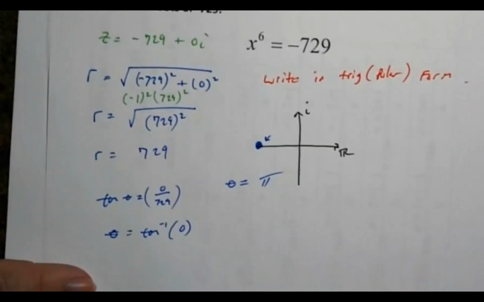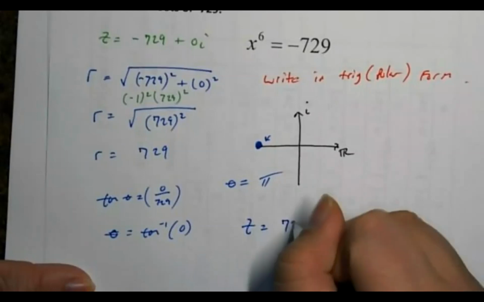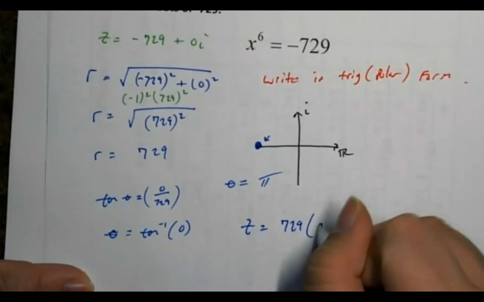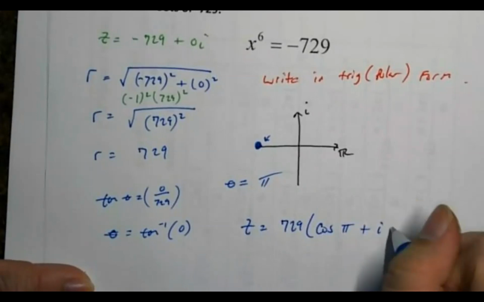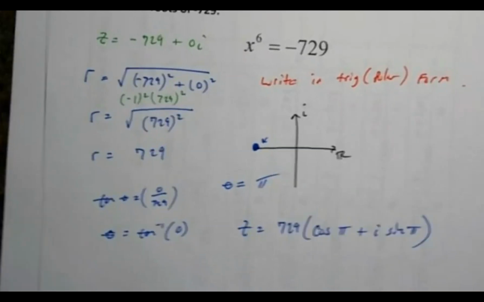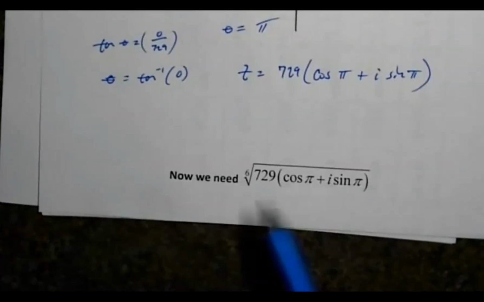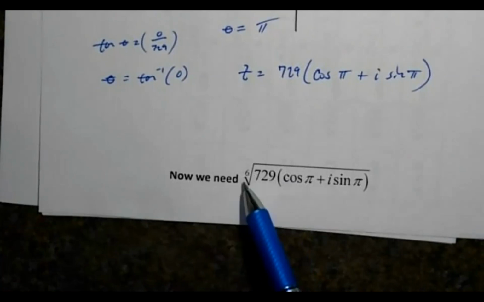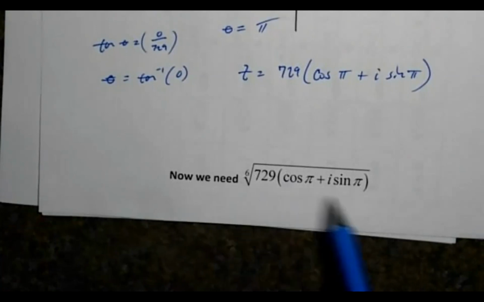All right. So my complex number is 729 times cosine pi plus i sine pi. That is my complex number in polar form. So now what we need to do is find the sixth root of 729 times cosine pi plus i sine pi.